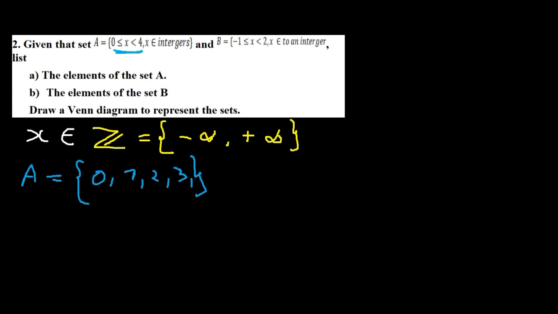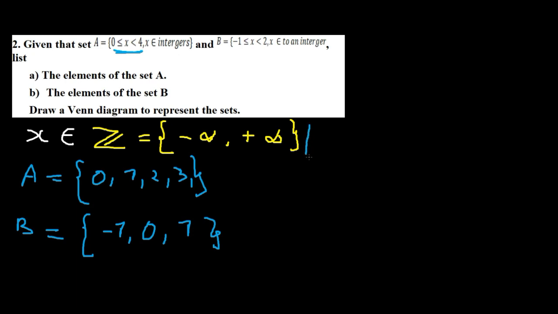Now for our set B, it is said x greater than or equal to negative 1. So we have -1, we have 0. We know that 0 is greater than -1. We have 1, but we have been guided by saying that x is strictly less than 2. So 2 is not included in our set here. So those are the elements of the set A and B. We have already answered questions A and B.